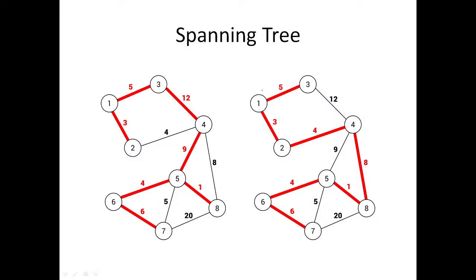Similarly, for the same graph, we can consider another one. These red lines will contain all the vertices, but it won't have any cycles or loops. So that is called a spanning tree. We can consider it as a tree because a tree doesn't contain any cycle or loop. Correct?